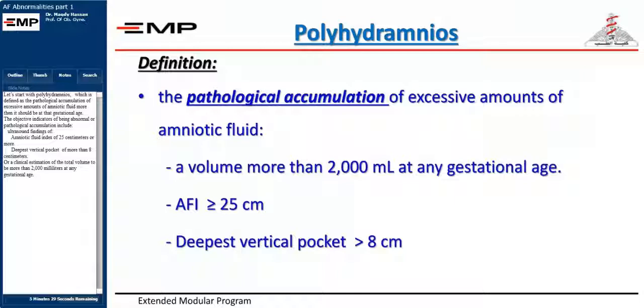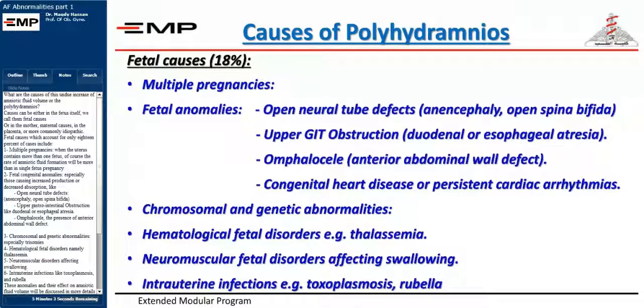The objective indicators of being abnormal or pathological accumulation include ultrasound findings of amniotic fluid index of 25 centimeters or more, deepest vertical pocket of more than 8 centimeters, or a clinical estimation of the total volume to be more than 2,000 milliliters at any gestational age. What are the causes of this undue increase of amniotic fluid volume, or polyhydramnios?